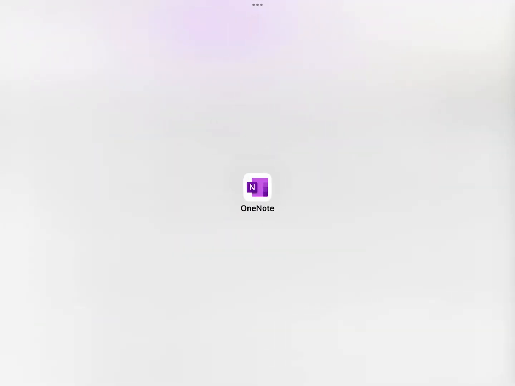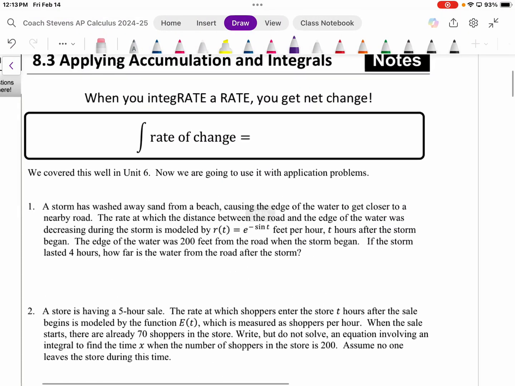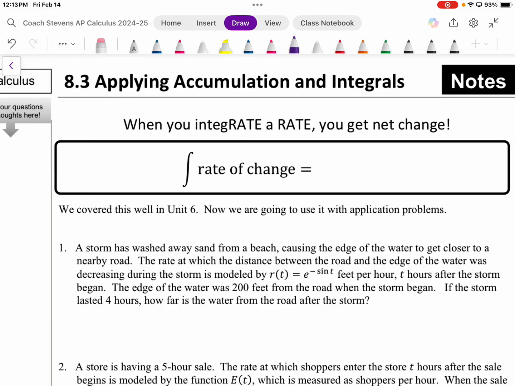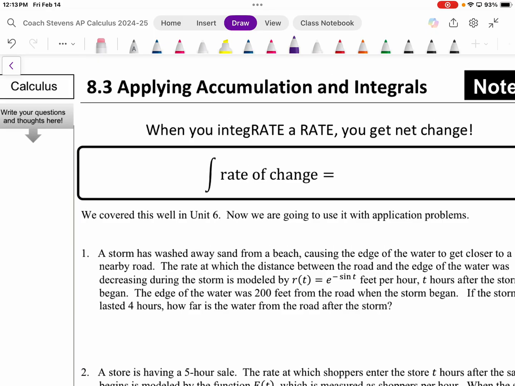And so as we looked at, here are some things here. Again, we're going to see more word problems as we do stuff today in this part. When you integrate a rate, you get net change. Integrate a rate, you get net change. So the integration of rate of change is net change.